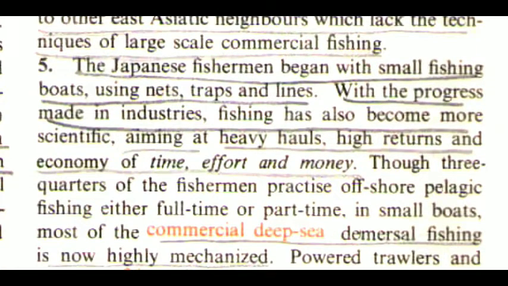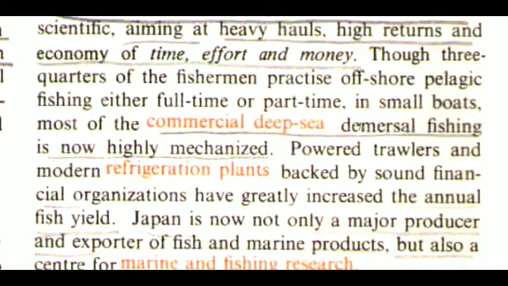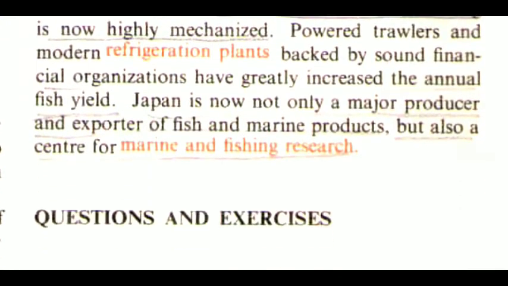The fifth one, the Japanese fishermen began with small fishing boats using nets, traps, and lines. With the progress made in industries, fishing has also become more scientific, aiming at heavy hauls, high returns, and economy of time, effort, and money. Though three-quarters of the fishermen practice offshore pelagic fishing either full time or part time in small boats, most of the commercial deep sea demersal fishing is now highly mechanized. Powered trawlers and modern refrigeration plants, backed by sound financial organizations, have greatly increased the annual fish yield.